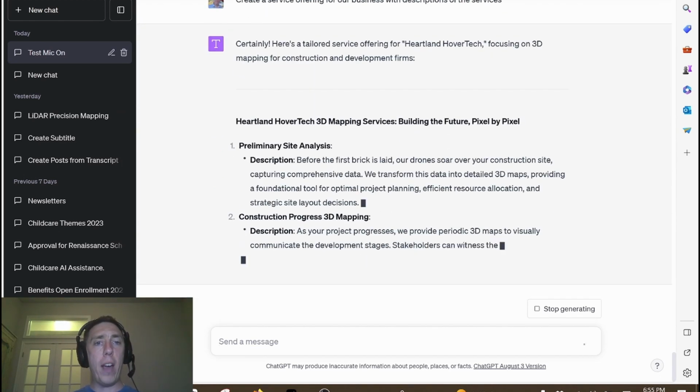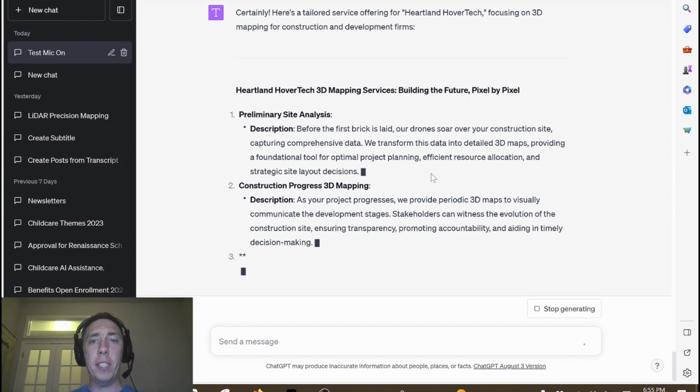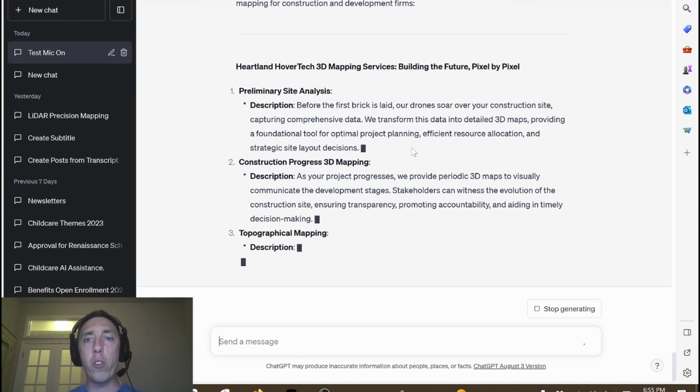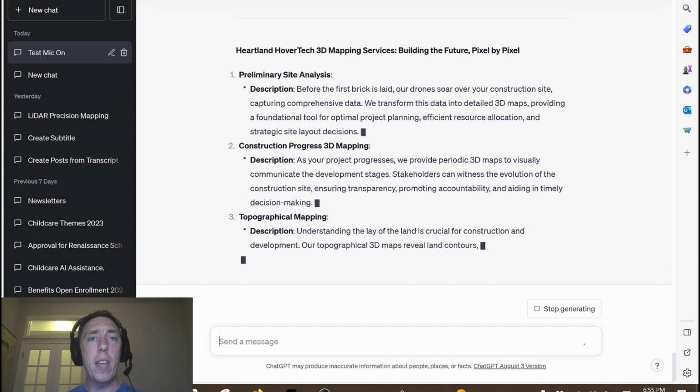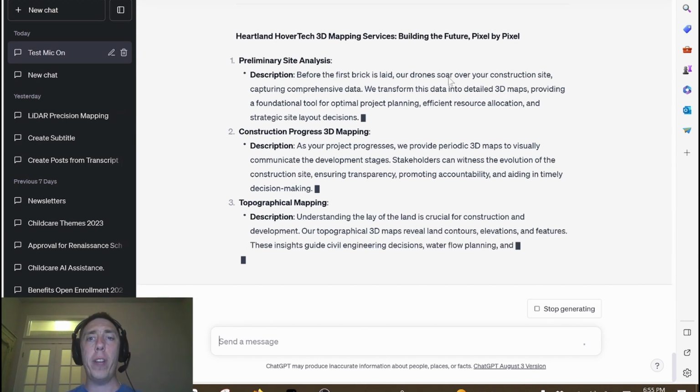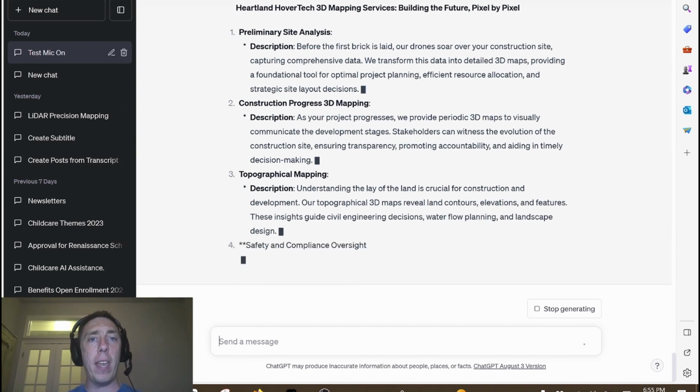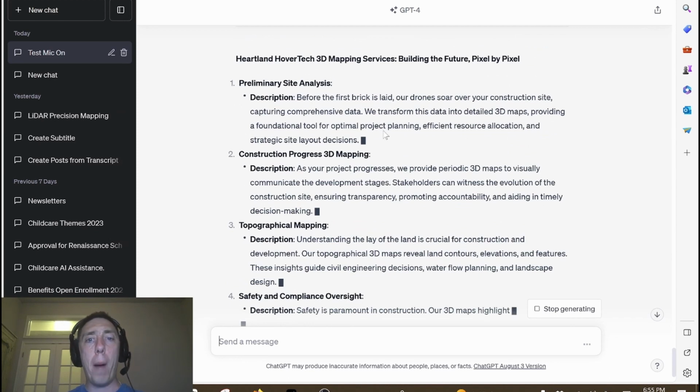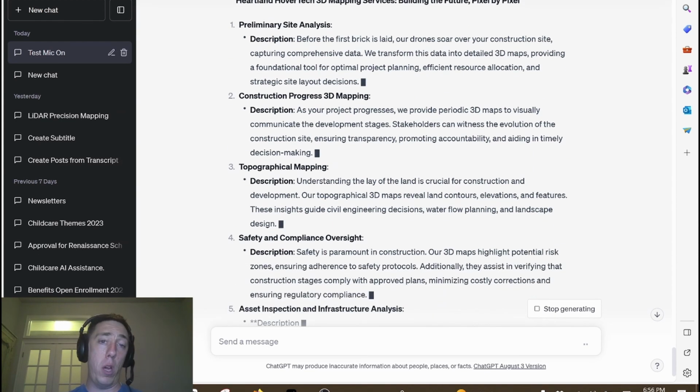So the first one we have here is preliminary site analysis. Before the first brick is laid, our drones soar over your construction site, capturing comprehensive data. We transform this data into 3D maps, providing a foundational tool for optimal project planning, efficient resource allocation, and strategic site layout decisions. Okay, I like that, right? And it's very focused on the benefits as well. That's something I really do like about this.